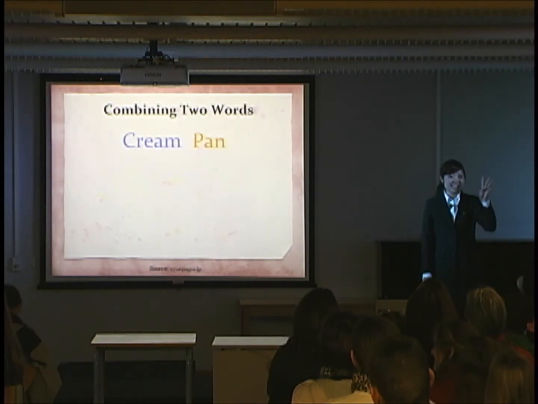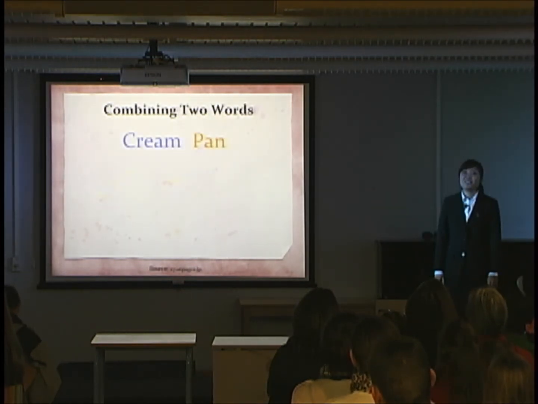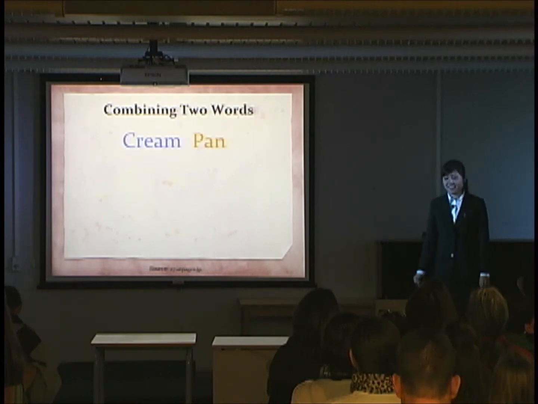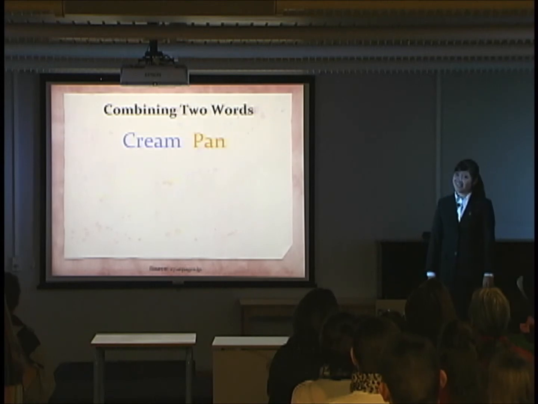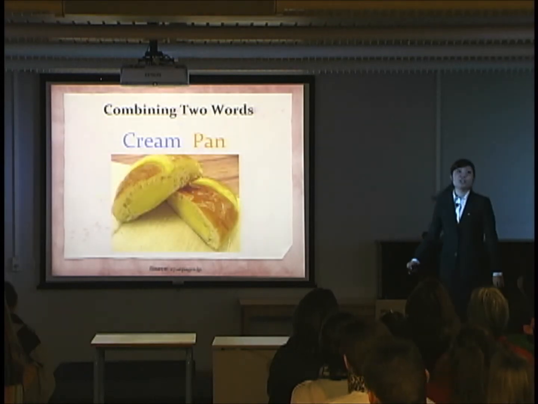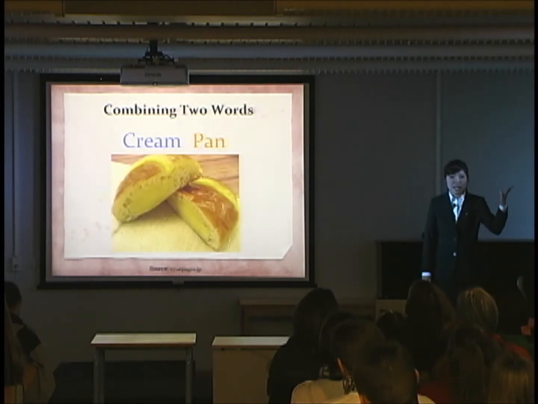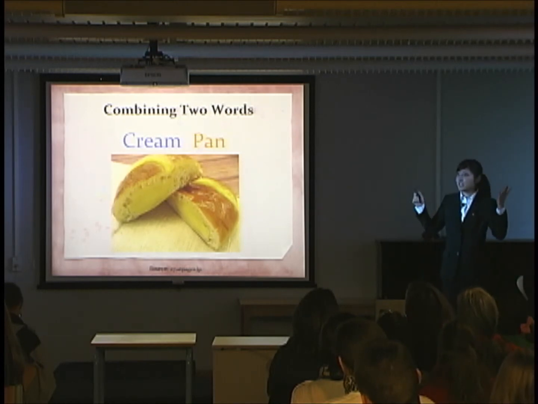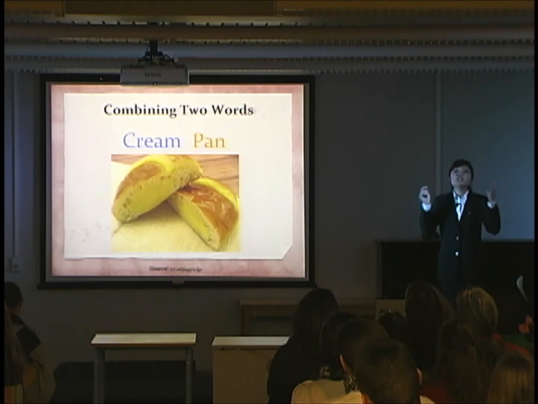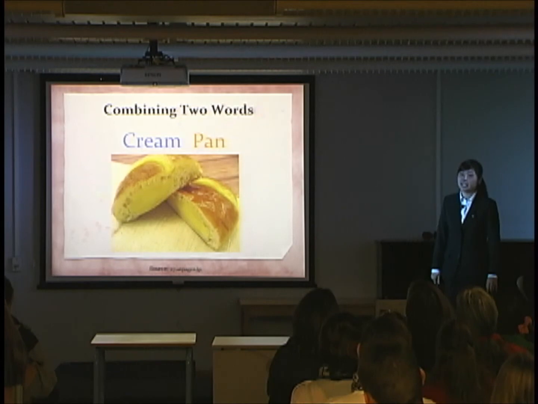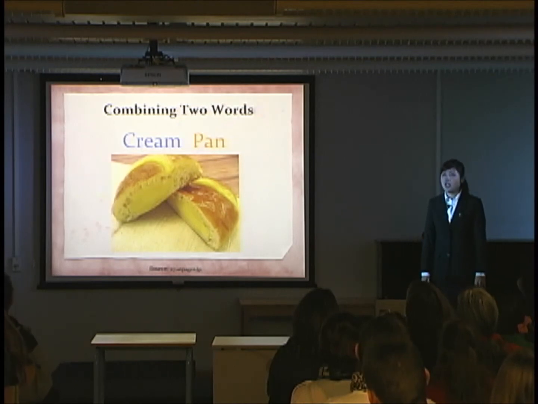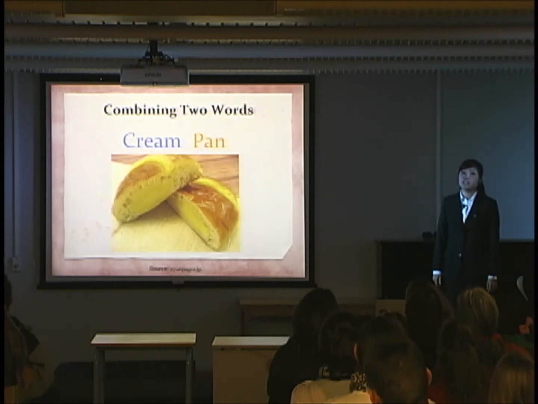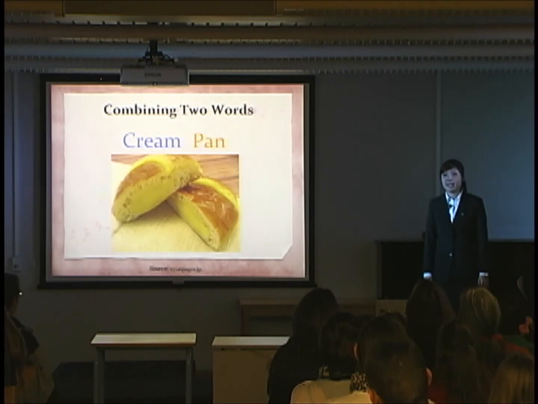The fourth kind of loanwords is combining words. For example, cream pan. Have you ever heard of cream pan? No? It's custard bread. Cream came from English, pan came from Portuguese. Pan means bread. But we use them at the same time, even if these words came from different countries. So some foreign people who live in Japan will be confused by these words.